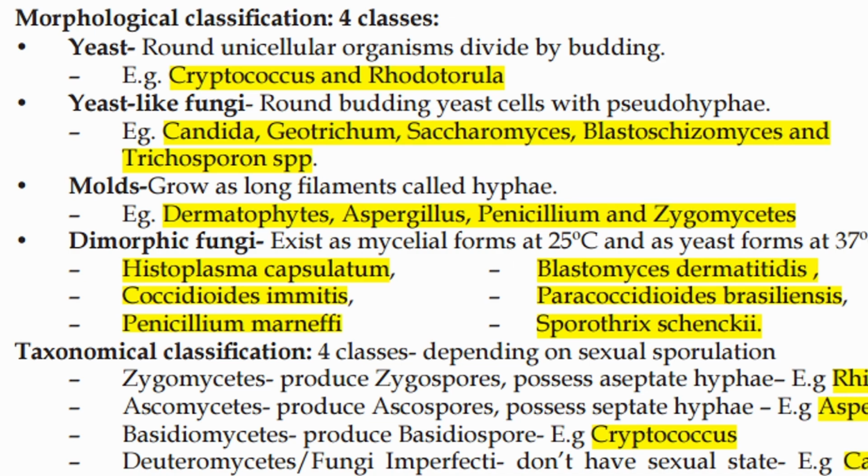Then we have the molds, the hyphal ones, which have proper hyphae. First we have the dermatophytes. Derma means skin, phytes means plant or growth maybe. So dermatophytes means it grows on skin. Okay, dermatophytes. So they are essentially infecting the skin or maybe hair also, nails also. So skin, hair and nails, these things are being infected by these dermatophytes.